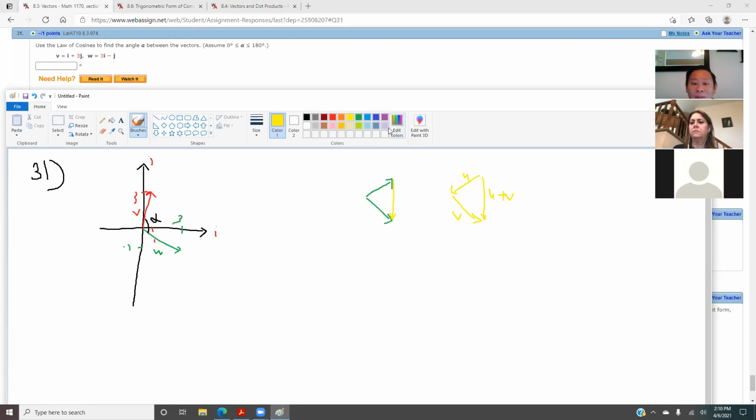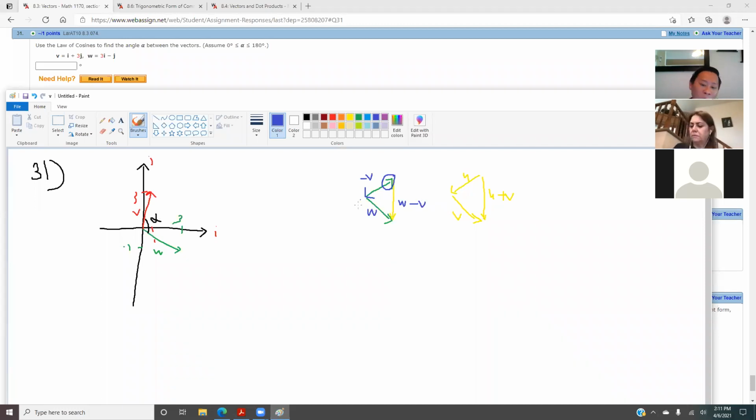However, because the direction of this arrow goes in a separate way, you have to switch one of the directions. So this vector v, because it's going the opposite direction, is going to be a negative v. So this is actually w minus v.